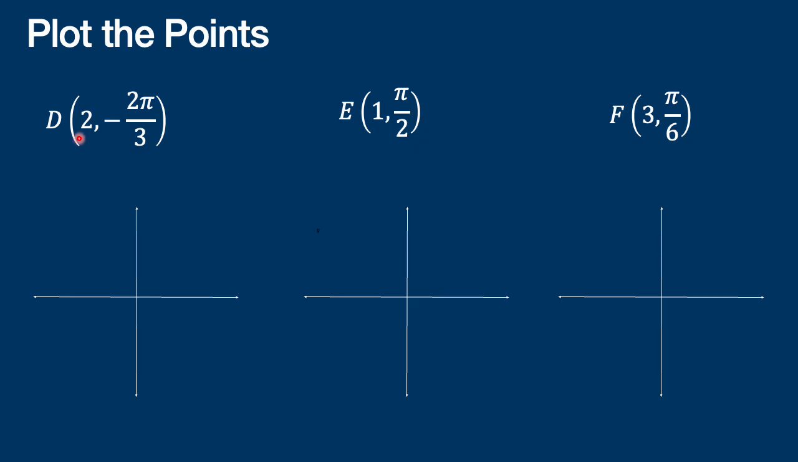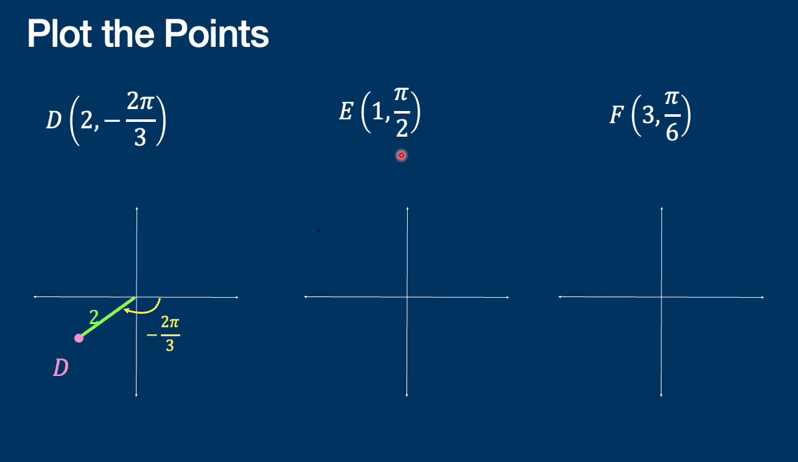Let's sketch another 3 more points. This time the angle is negative. How are we going to sketch a negative angle? You go clockwise. So sketch the angle first, 2 pi over 3. That's going to start here, guys, all the way to the third quadrant. The angle is negative, that's clockwise. Draw the line, but the distance from the origin is 2. Then you plot the point D right there, guys. Okay? That's how to find this point.